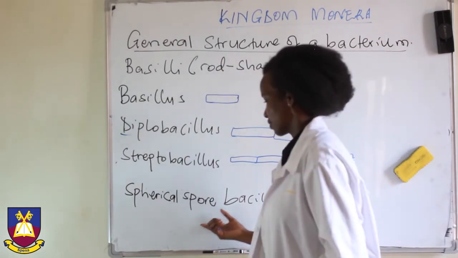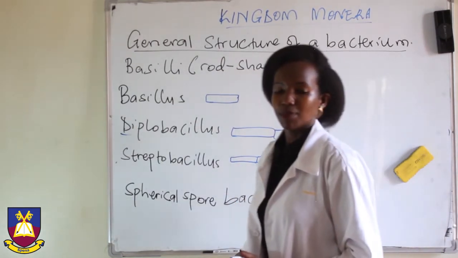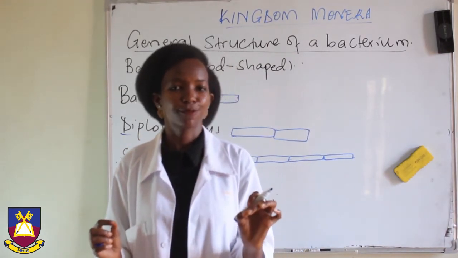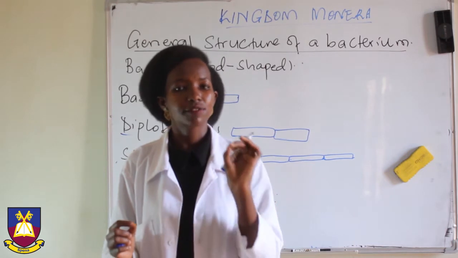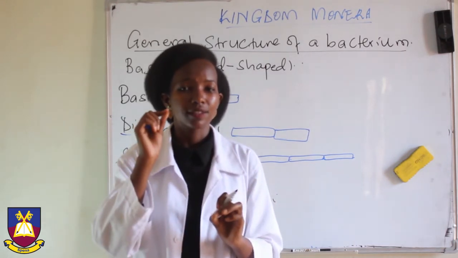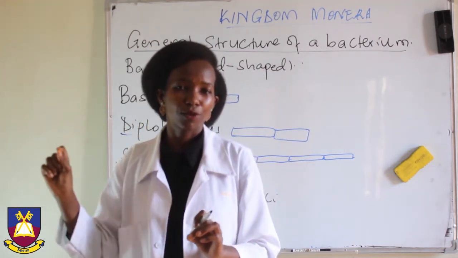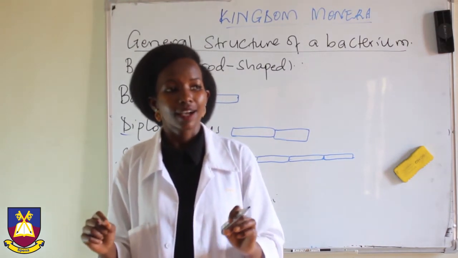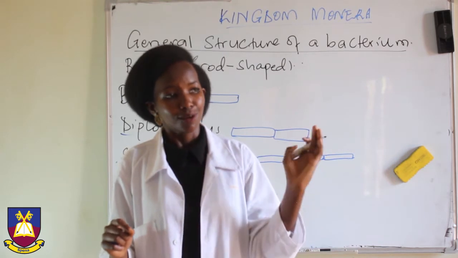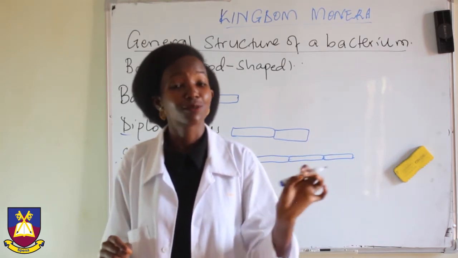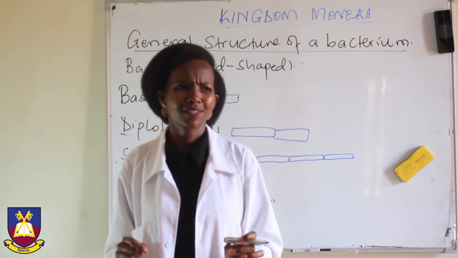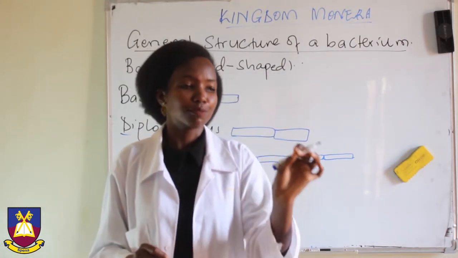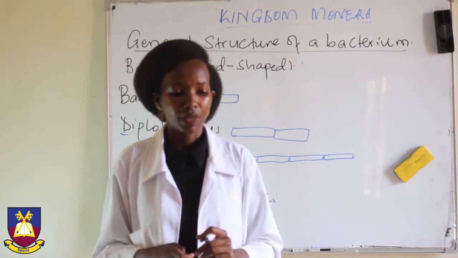And lastly, are the spherical spore bacilli. Now these are still rod-shaped. The only difference is that they have spherical spores at every one of those bacteria. Okay. Now these spores can move, go elsewhere, and germinate into a new bacterium. That's quite strange, isn't it? But yes, the spores can move and then germinate into a new bacterium.